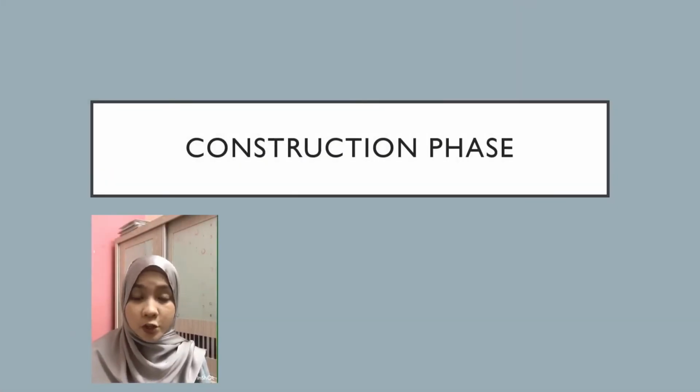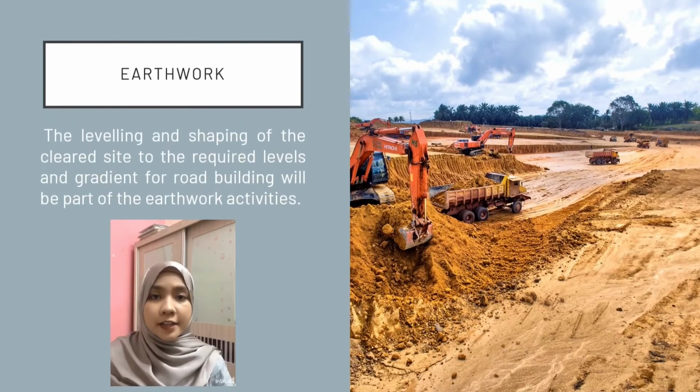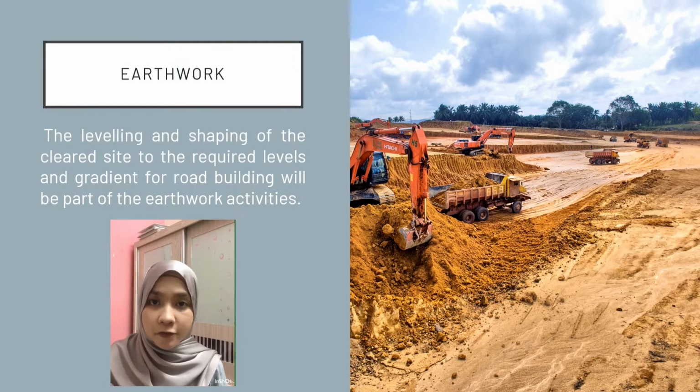Next, move on to construction phase. The environmental activity during construction phase is earthwork. Earthwork can be defined as the operations connected with excavations and embankments of earth. From the picture, it is part of earthwork activities where there will be shaping and leveling of the cleared site to the required levels and gradient to build roads and highways.